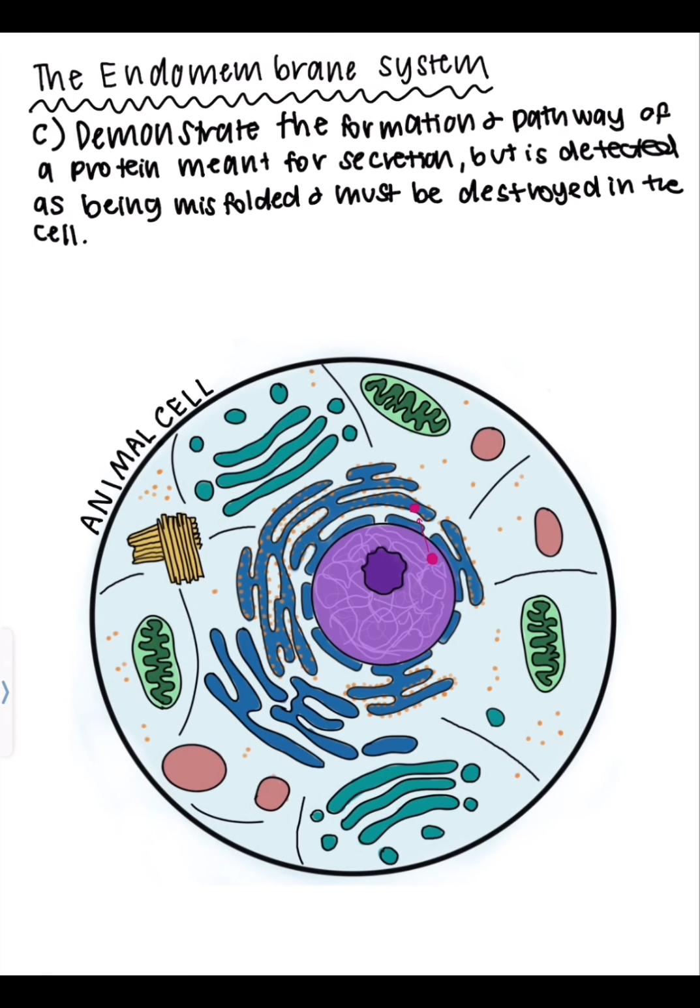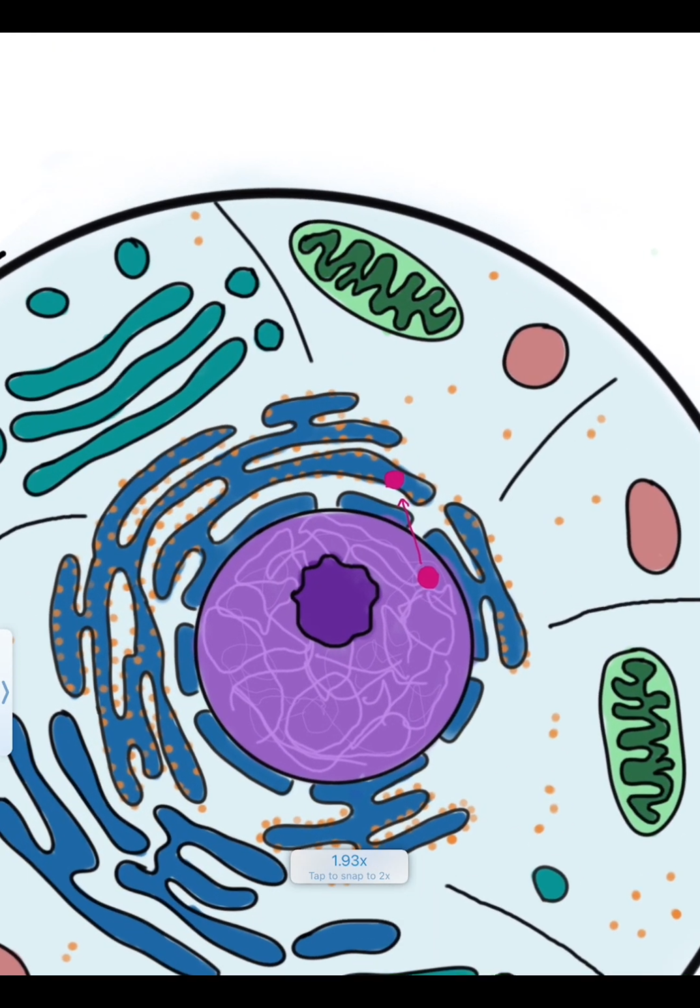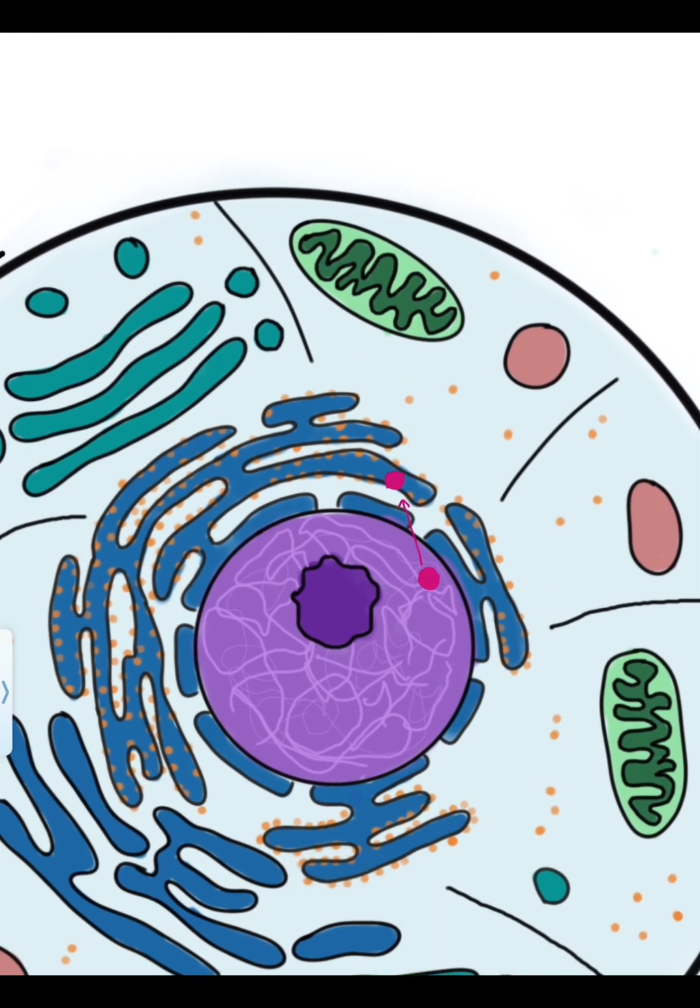Not all proteins are successfully folded. Some proteins, such as misfolded proteins, need to be destroyed to prevent damage to the cell. So, assuming that this is going to be a protein meant for secretion, it's going to start its normal process from the nucleus to the rough ER. But if it's misfolded during this process, which I'm just going to mark as a bright green dot, if the protein is misfolded, it's going to be identified by chaperone proteins.